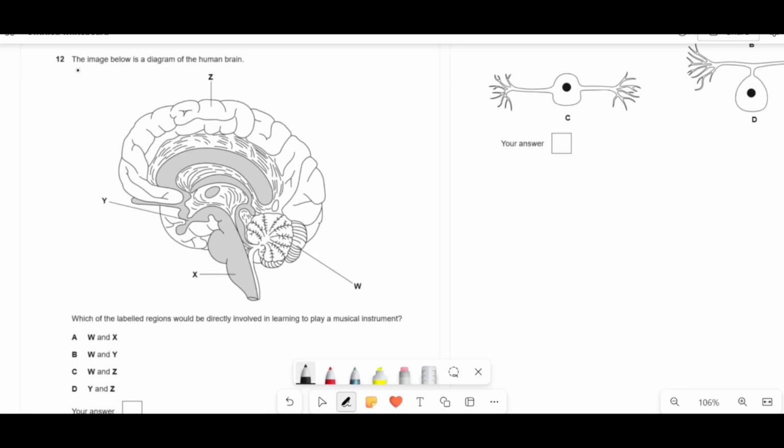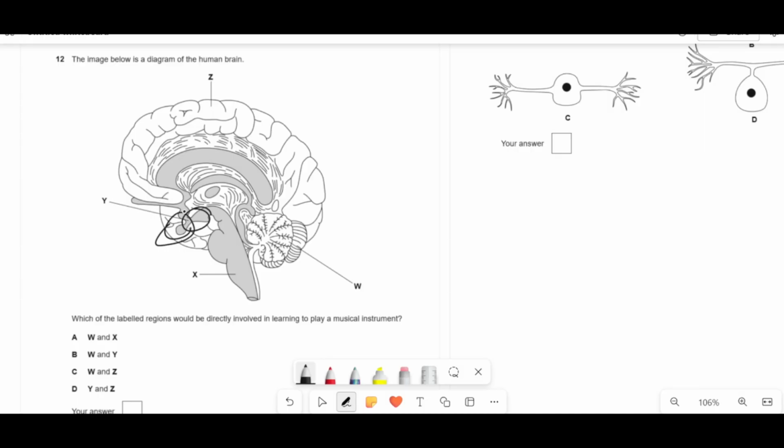Then here we go. It says the diagram shows a human brain. Which ones would directly be involved in learning to play a musical instrument? So let's have a look at this brain, shall we? The gross structure we've got going on here is that this stuff is the cerebrum, the cerebral cortex, right? The cerebrum and the cerebral cortex basically is all about your voluntary actions, like your moving, personality, things like looking at things and actually making meaning with it, depending on what region you're in.